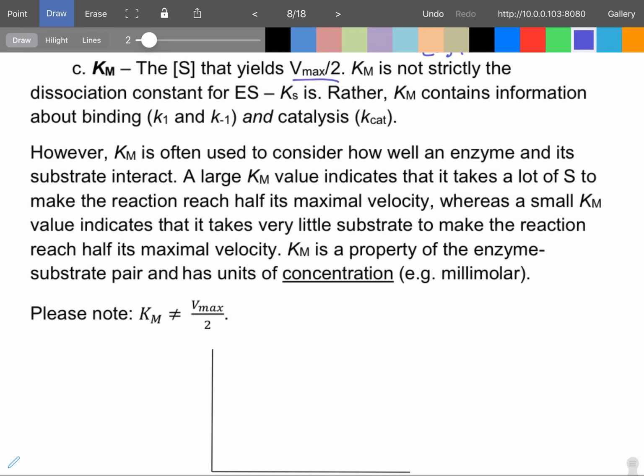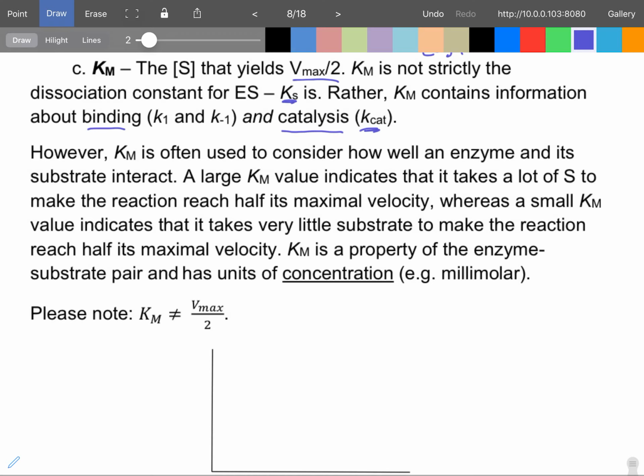So remember we talked about Kd and P50. Those were true dissociation constants. That's actually what Ks is for enzymes. We're not going to get into Ks too much. But it's not, because there's also kcat involved. Remember, Km was a collection of those three rate constants that we saw during the derivation. And it involves information about catalysis. Kcat's kind of built into Km a little bit. So we can't strictly say that it's a dissociation constant, but it does indeed contain information about binding.